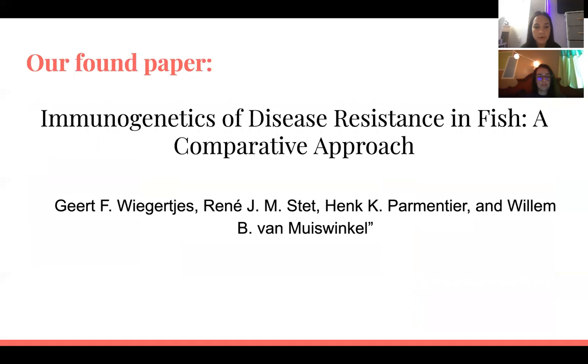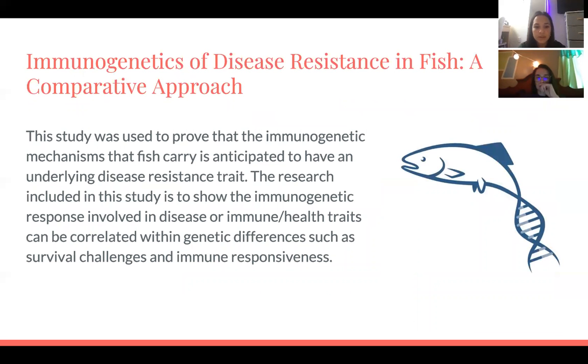Okay, so the paper we chose together is called The Immunogenetics of Disease Resistance in Fish, a Comparative Approach. This study was used to prove that the immunogenetic mechanisms that fish carry are anticipated to have an underlying disease-resistant trait. The research included in this study is to show the immunogenetic response involved in disease or immune or health traits can be correlated with genetic differences such as survival challenges and immune responsiveness.